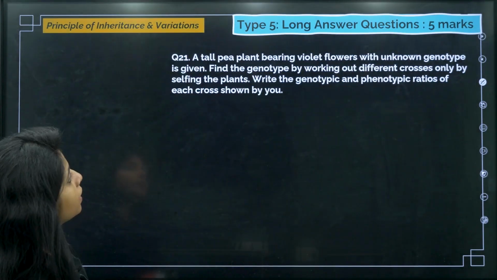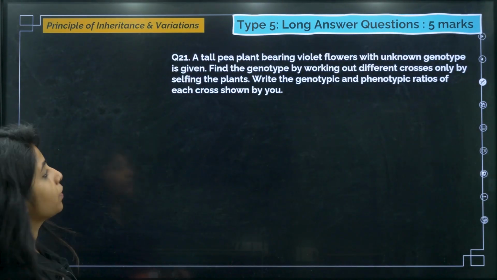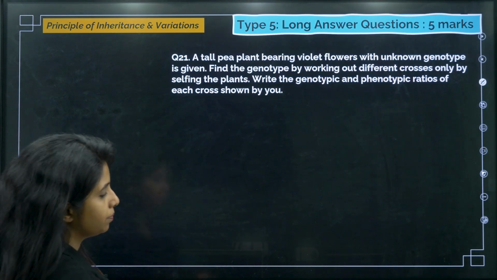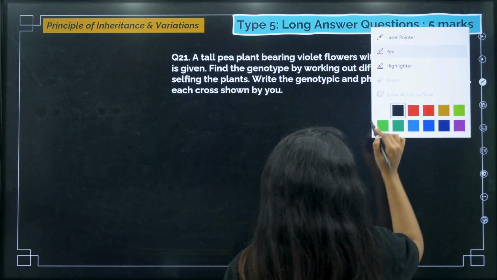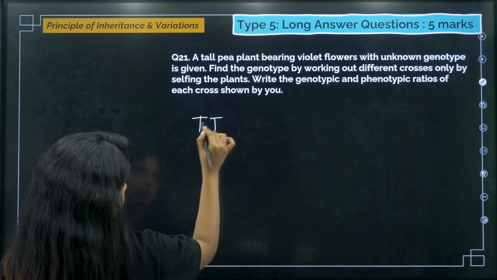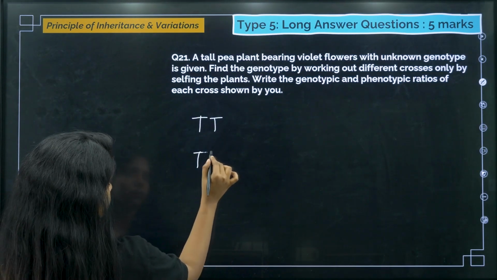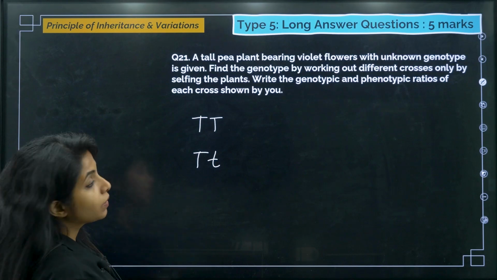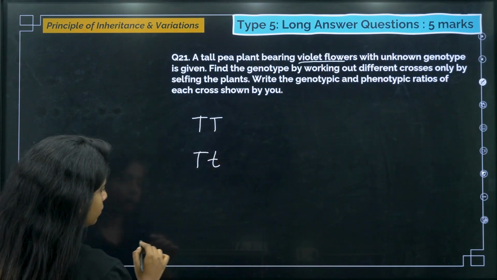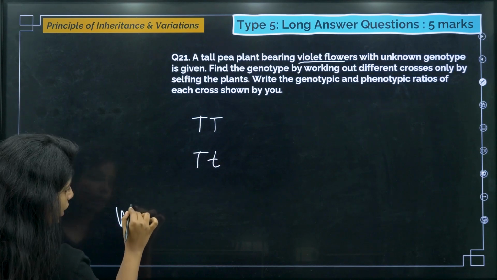Now going ahead. A tall pea plant bearing violet flowers. A tall pea plant can be tall like this, or it can be tall like this. Two conditions. Bearing violet flowers: violet flower is also a dominant character, children. I write it like this.